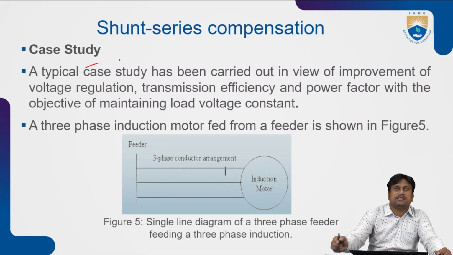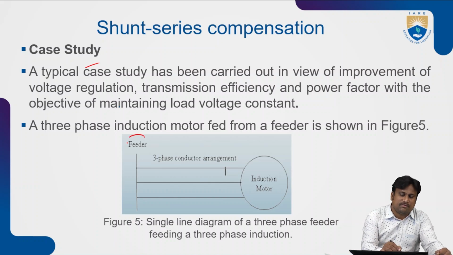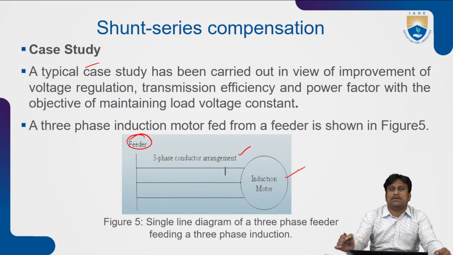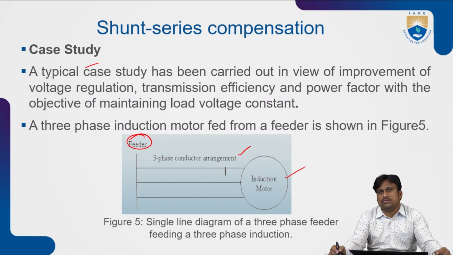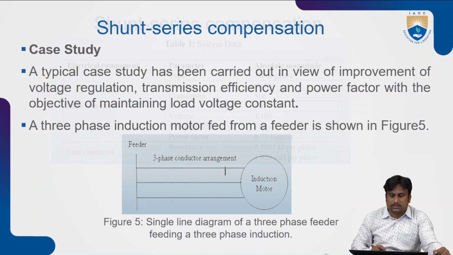So here a case study is made. In this case study, the improvement of voltage regulation is carried out while transmission efficiency and power factor objectives are maintained under constant load voltage. A three-phase induction motor is supplied from the feeder, so the feeder is connected with a three-phase conductor arrangement to the induction motor. That means the line is energized with the three-phase conductor arrangement feeding the induction motor.